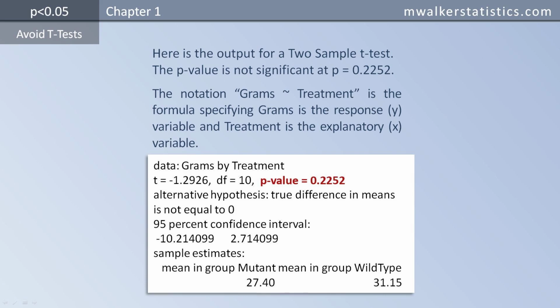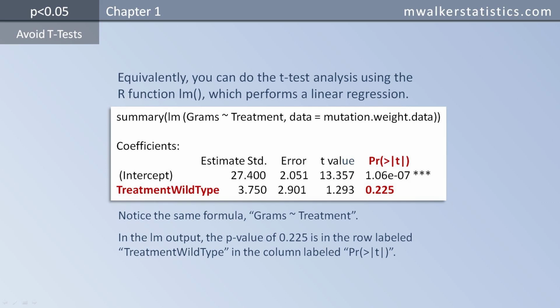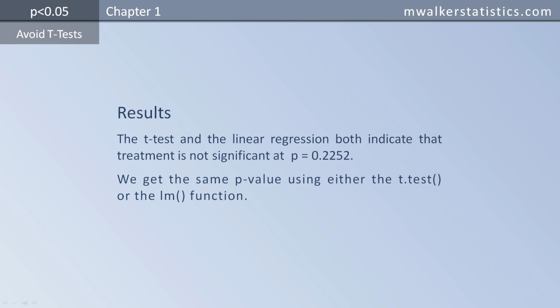The notation, grams tilde treatment, is the formula specifying grams as the response y variable, and treatment as the explanatory x variable. Equivalently, you can do the t-test analysis using the R function LM, which performs a linear regression. Notice the same formula, grams tilde treatment. In the LM output, the p-value of 0.225 is in the row labeled treatment wild type, in the column labeled Pr greater than t. The t-test and the linear regression both indicate that treatment is not significant at p equals 0.2252. We get the same p-value using either the t-test or the LM function.